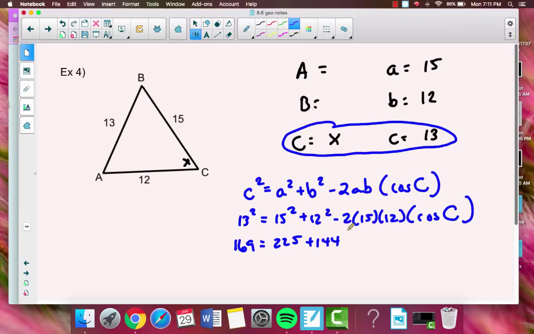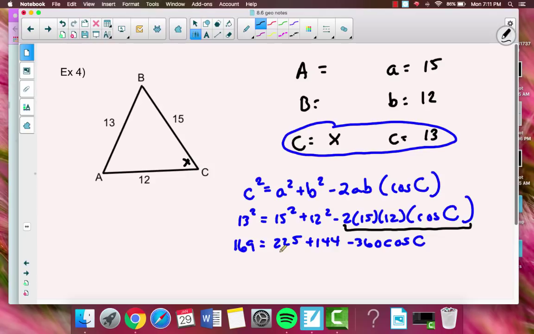I still have to multiply all of this stuff here together. Okay, so I'm going to multiply all of that. And when I do, I get 2 times 15 times 12. So I get minus 360 cosine of C. And now I have to think about order of operations. So remember, the goal is to find angle C. So I want to get that variable on its own.